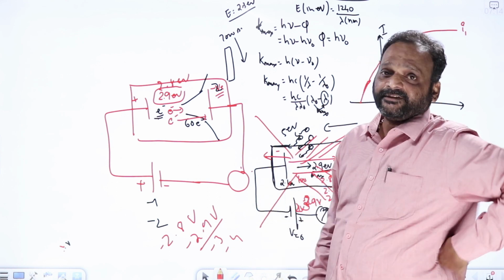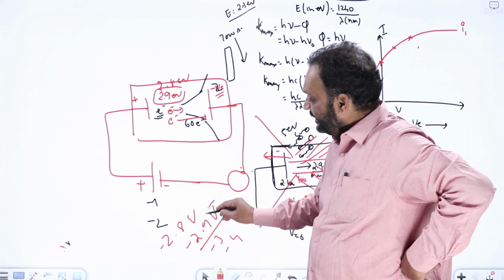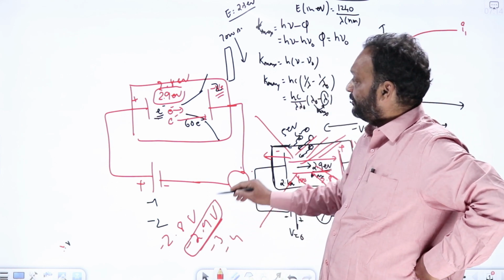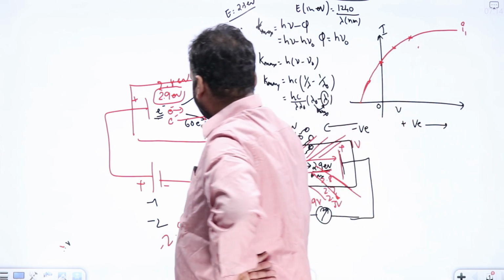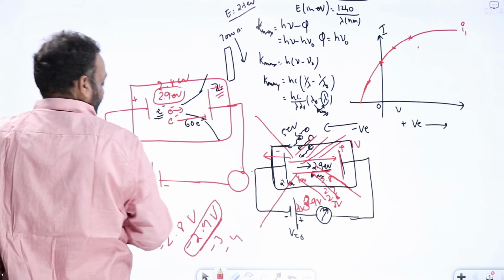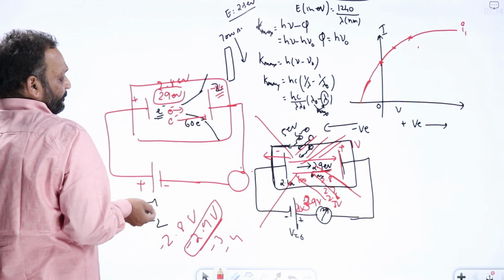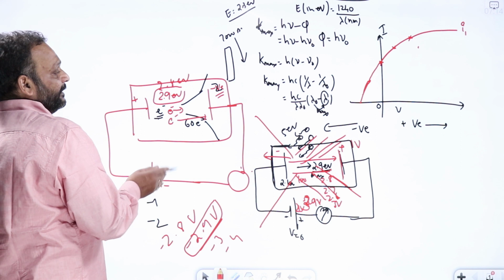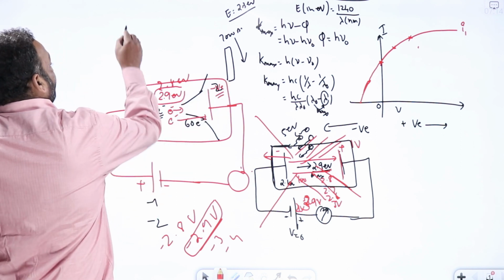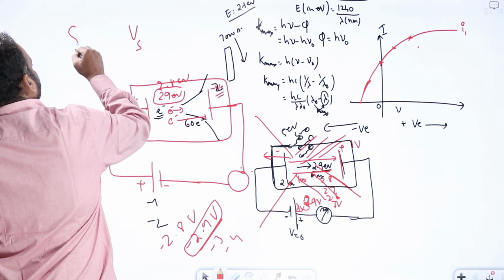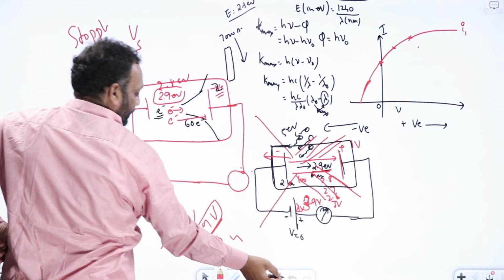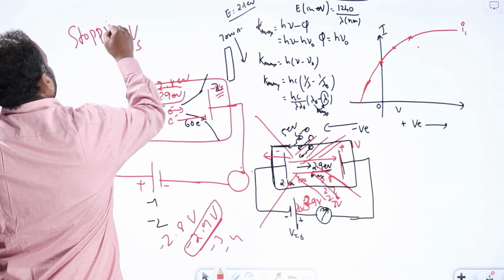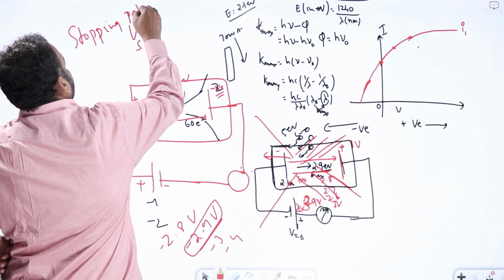Photoelectric current becomes zero. So it is the minimum negative potential required to stop the most energetic electron from reaching the positive plate, or I can say it is the minimum negative potential required to make photoelectric current zero. That I'll call the stopping potential Vs. That potential is called stopping potential Vs, I say.